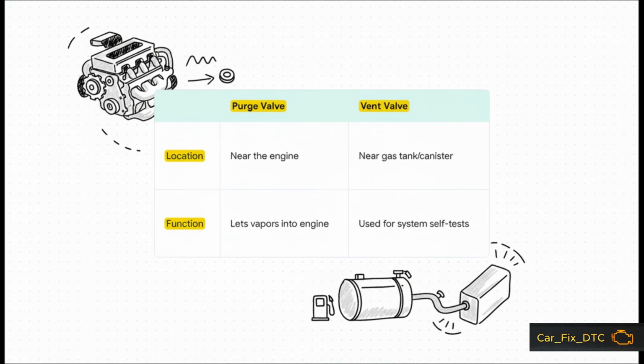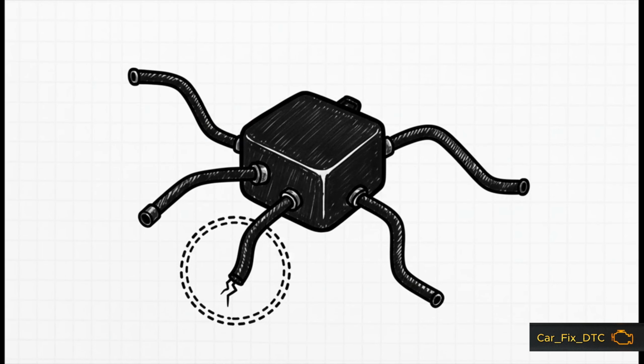Pro tip. Sometimes a bad purge valve will make a fast, quiet clicking noise you can hear. And remember that charcoal canister we talked about? The little storage box for the gas fumes? While the canister itself can sometimes crack, it's way more common for the hoses connected to it to be the real problem. So when you're doing your inspection, give those connections at the canister some extra special attention.